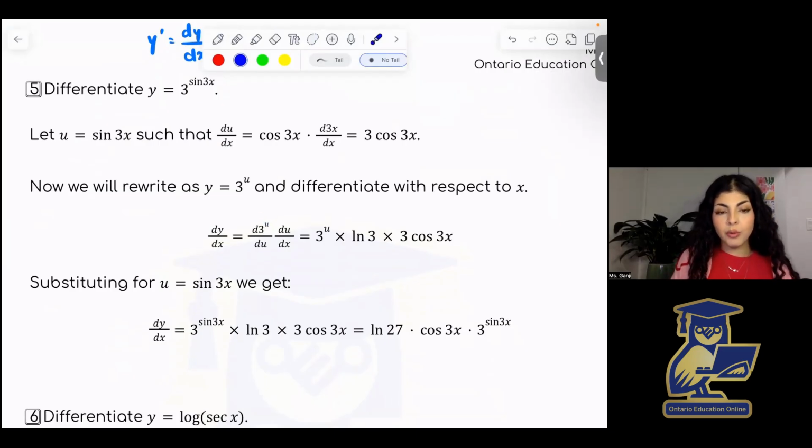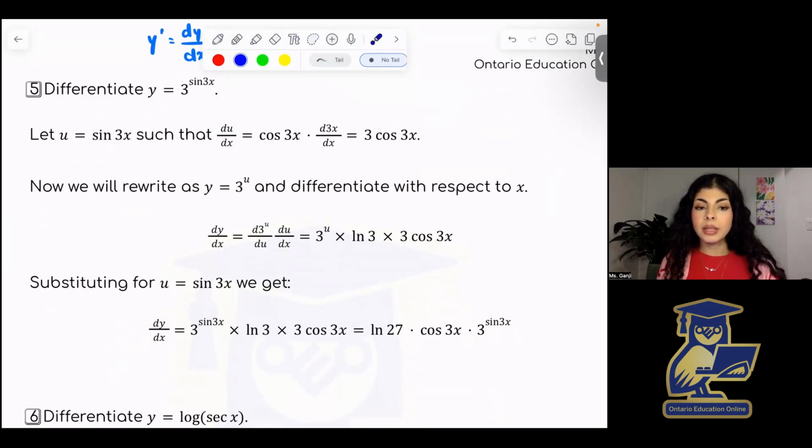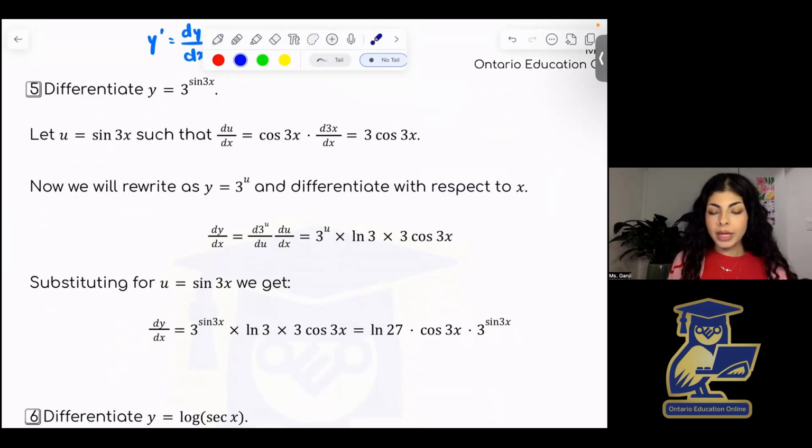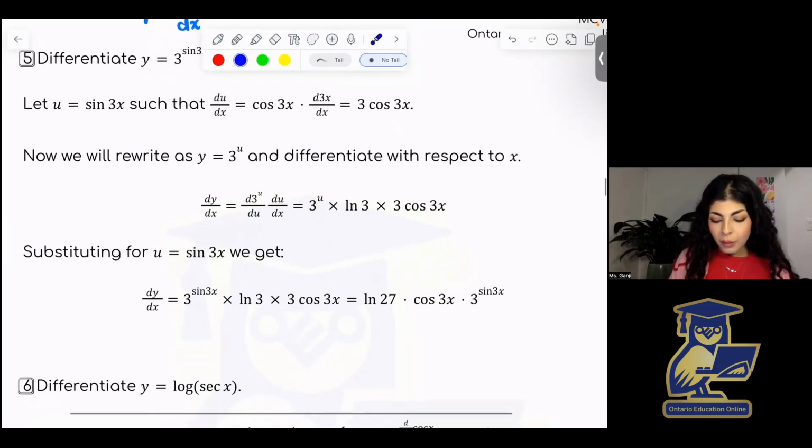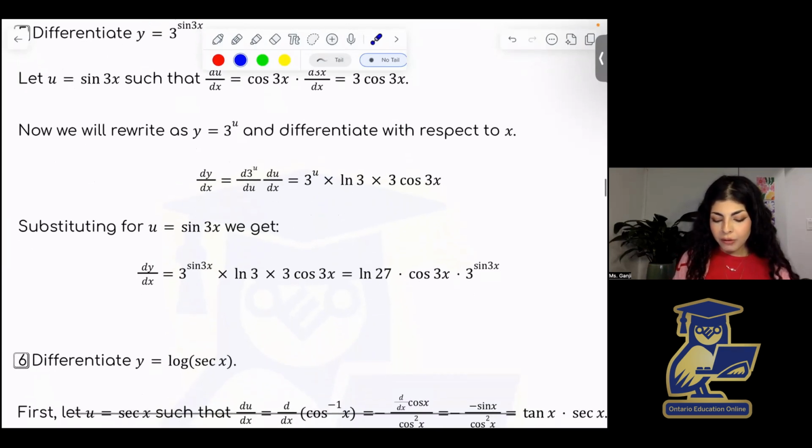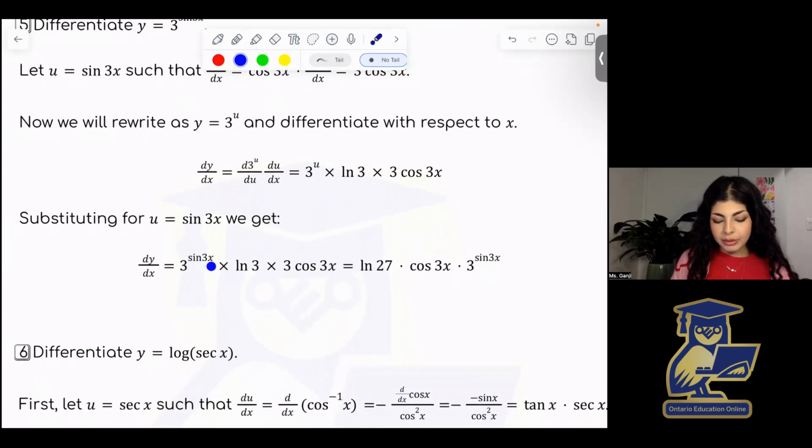So then I'm just looking for d of 3 to the power of u by du, which is going to be, by the definition in our previous lesson, 3 to the power of u times natural log of 3. Now, again, we don't want any u's here, so we substitute back our definition with u equals sine of 3x, and our final answer will be 3 to the power of sine of 3x times natural log of 3, and then 3 times cosine of 3x.